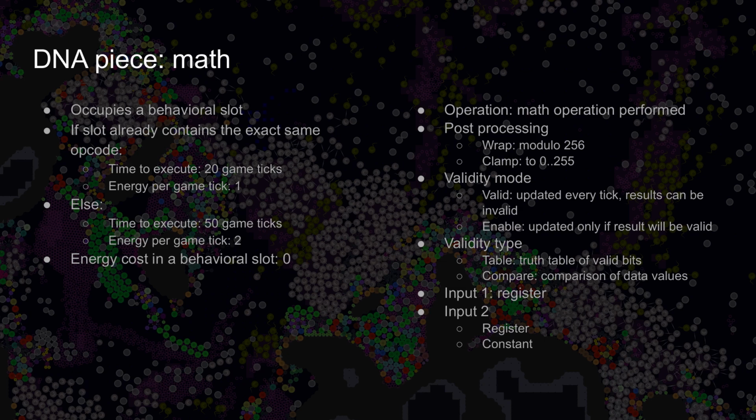Validity type defines how the output register valid bit is calculated. If the truth table is selected, the user can set output validity for the 4 combinations of the 2 input valid bit values. If compare mode is selected, the output bit will be calculated from the two input data values, ignoring the input valid bits. The first input always comes from a register. The second can come from a register or can be a constant value.